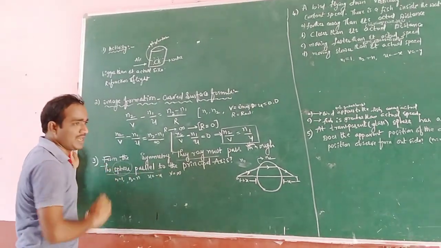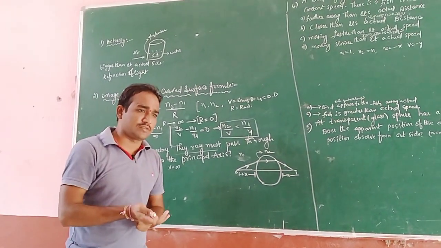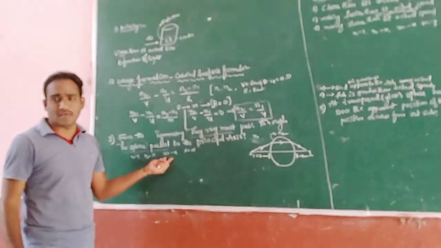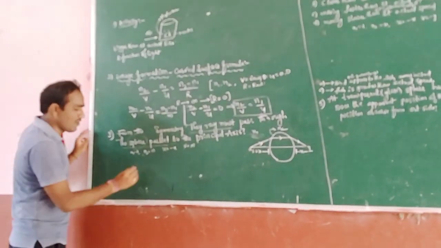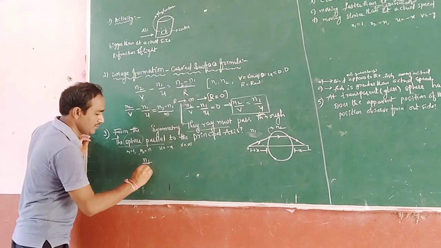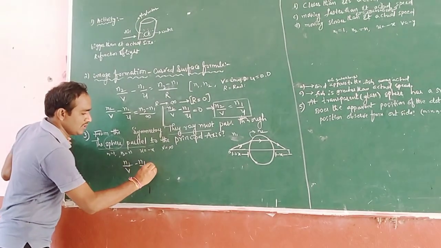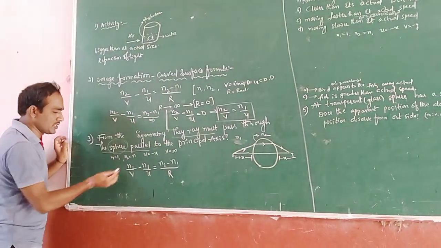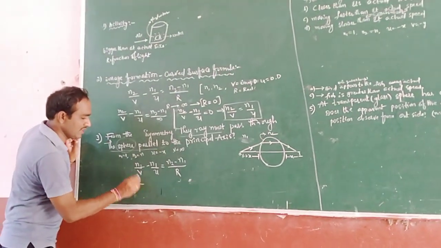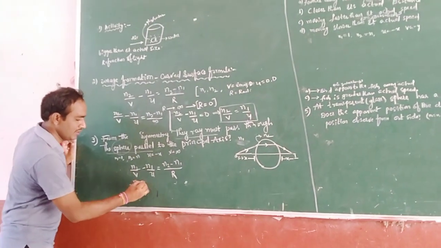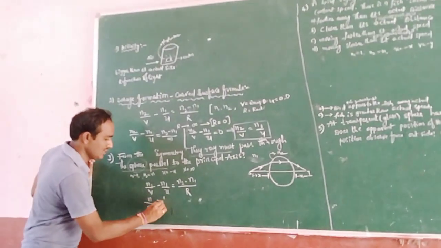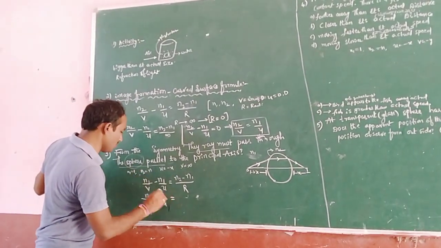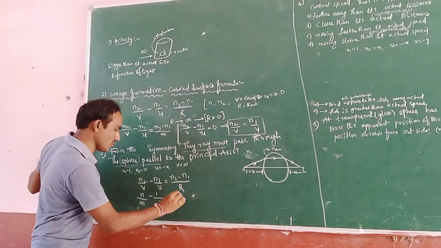Why do we take the u value negative, whether on a concave mirror, convex mirror, concave lens or convex lens? The object distance we always take as negative. So we know the image formation formula, that is n2 by v minus n1 by u is equal to n2 minus n1 by r. So their values are substituted here. n2 is equal to n divided by v value, which we know is infinity, minus n1 is equal to 1. U value how much here? Minus x. So n2 is equal to n, n1 is equal to 1.